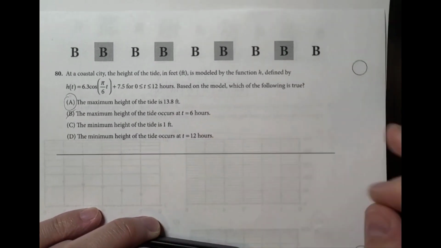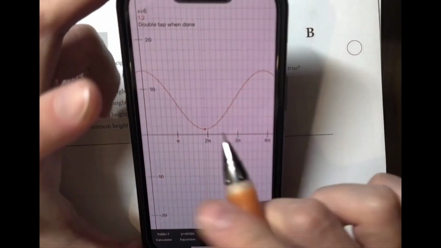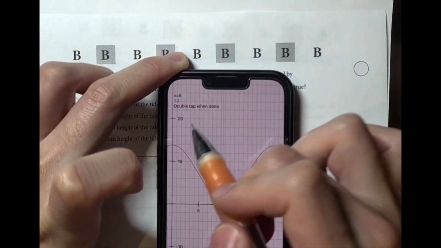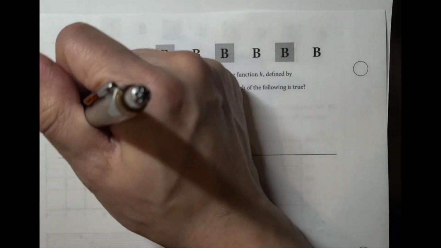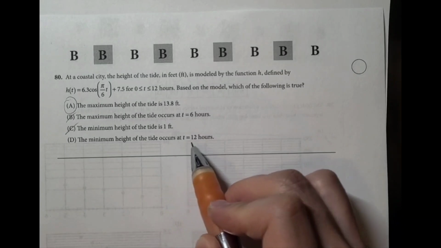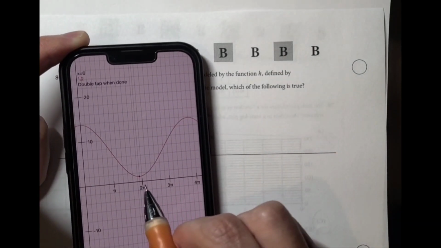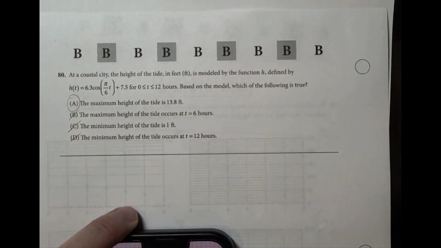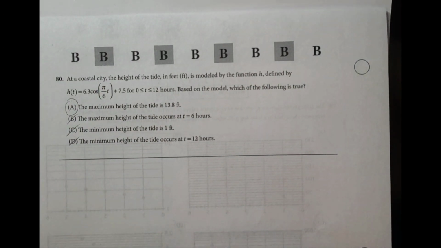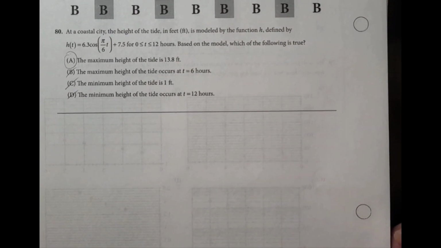The minimum height is 1. Is that correct? It's 1.2. Okay, that's the minimum. Oh no. Minimum height occurs at t is 12. No, that is at t is 6, or x is 6. The answer is A. Okay, let me do 1 or 2 more and call it a part.